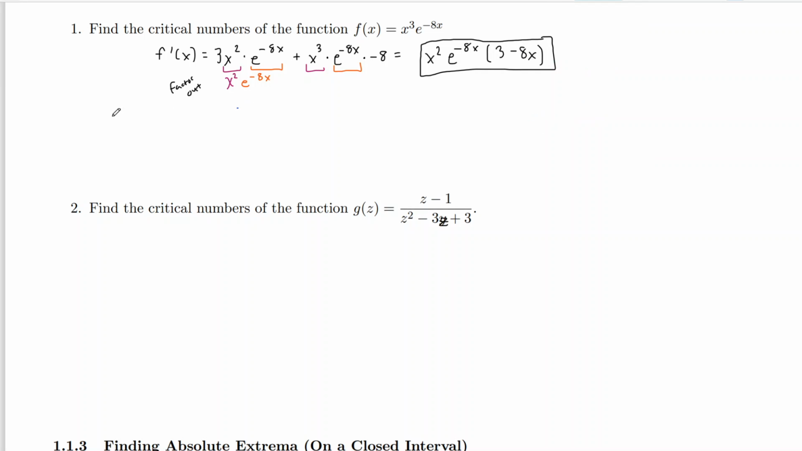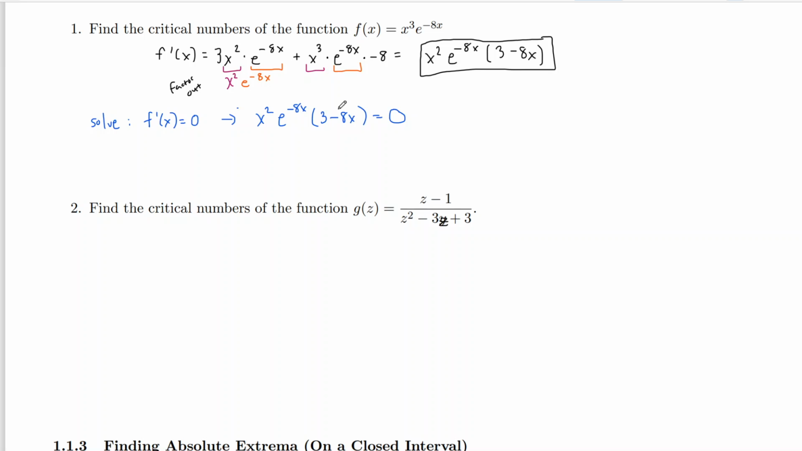All right, so what do we want to do? Well, one thing is we want to solve where f prime of x equals 0. And that's all we're actually going to have to do here because we don't have a fraction. But let's focus on just doing this one first. So we have our derivative here, x squared times e to the negative 8x times 3 minus 8x equals 0.